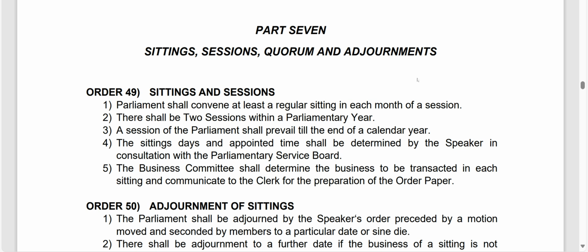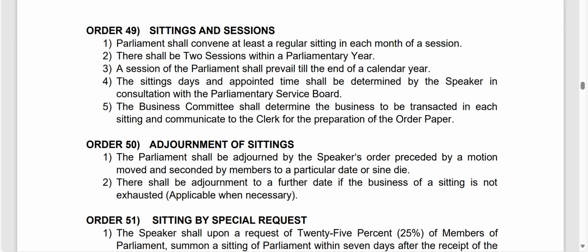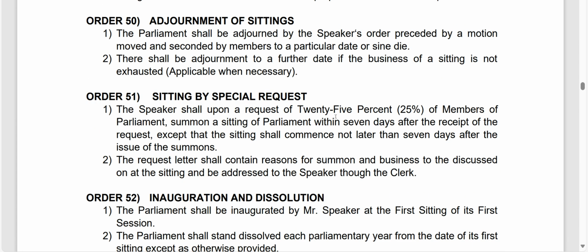What is a session? For Youth Impact Parliament, a session is a calendar year, August to August. So from August is the first session, and January to August is the second session, making it 2 sessions. The business committee is the one that determines the business to be transacted on that day.